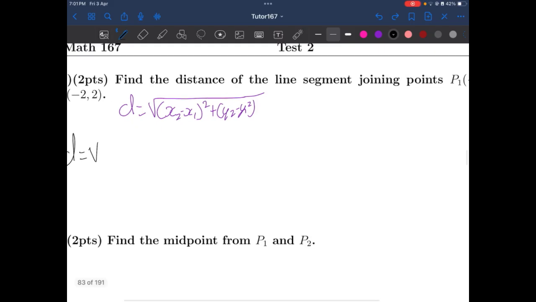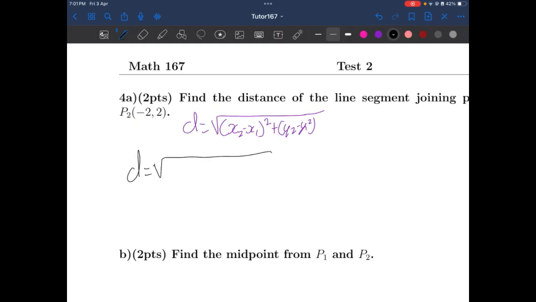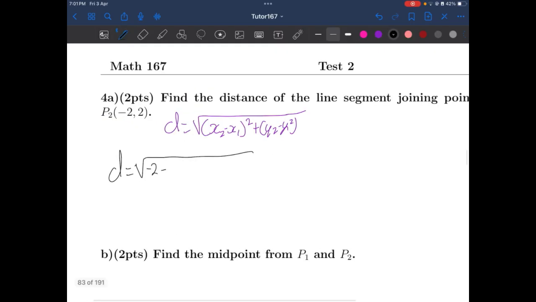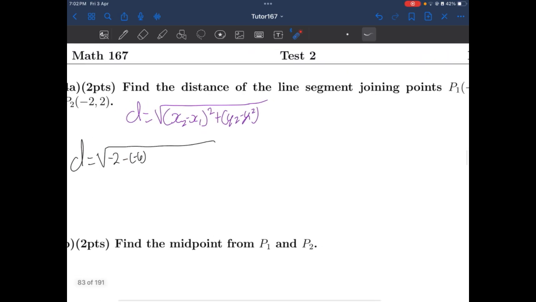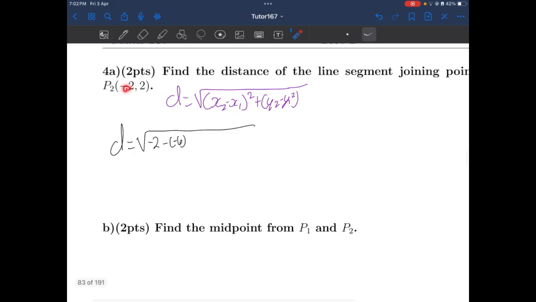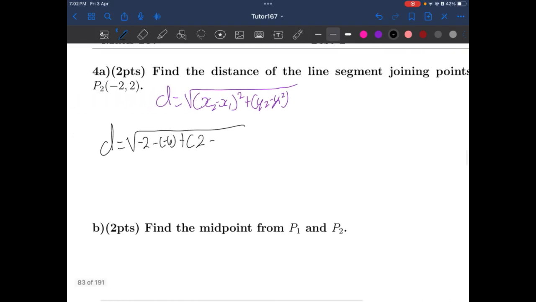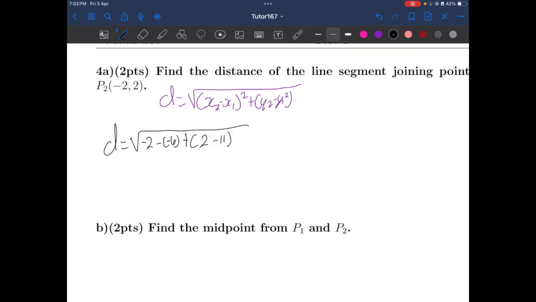So d equals the square root of negative 2 minus negative 6. A lot of students make this mistake and just put minus, we have a minus here, and then we have our negative 6. So negative 6 is being subtracted from negative 2. So you have to make sure to put it in brackets when you have something like that. Plus y2, which is 2 minus 11.